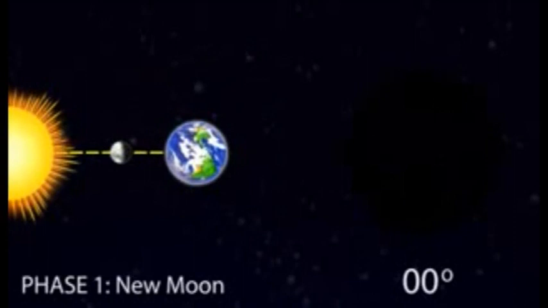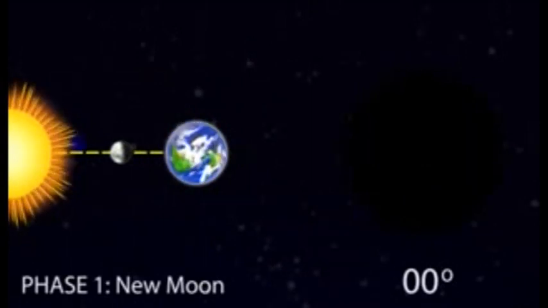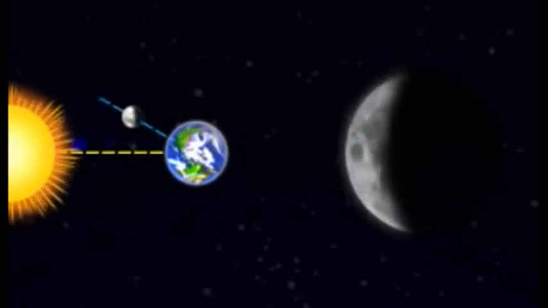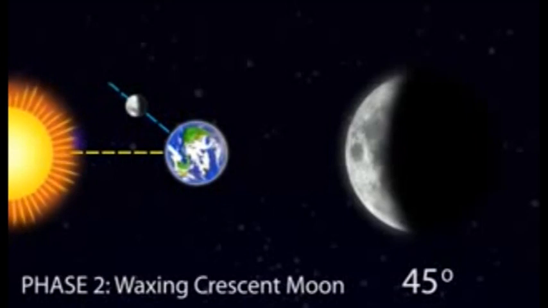Phase 1 is referred to as new moon, when we cannot see any part of the Moon's illuminated surface, and so the Moon is not visible at all. Phase 2 is crescent shaped, and during this phase it is said to be waxing or getting bigger.